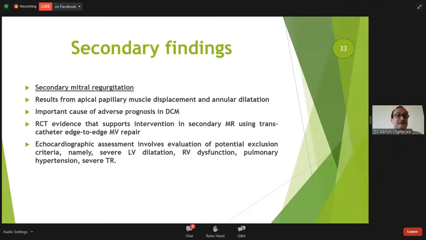I'm near the end. The randomized controlled trials have evidence to support intervention in secondary MR using transcatheter edge-to-edge mitral valve repair. Echocardiographic assessment involves evaluation of potential exclusion criteria, namely severe dilatation, RV dysfunction, pulmonary hypertension, and severe TR.